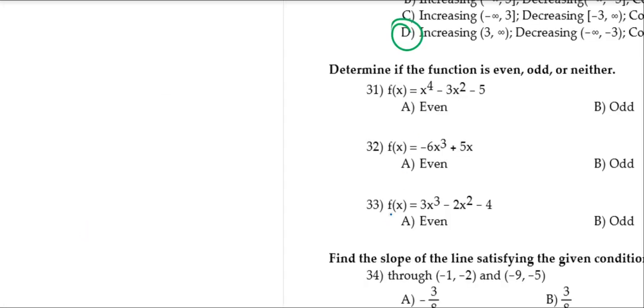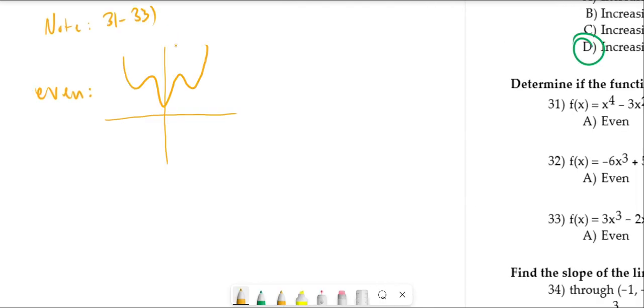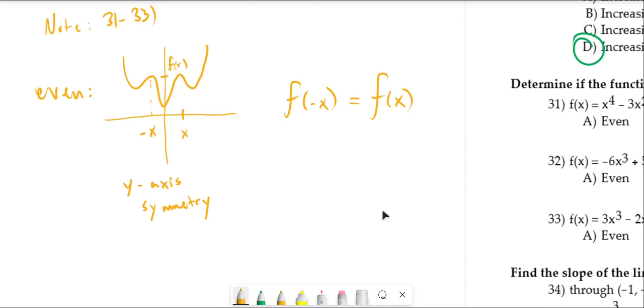31 to 33 ask us whether a function is even, odd, or neither. Even functions are symmetric with the y-axis. Specifically, they have reflective symmetry around the y-axis. This means that if I attain some particular value, x, let's call it f of x, that's precisely the same value I'm going to get on the other side if I look down at minus x. So in other words, we have that f of minus x is precisely what I get when I plug in x itself. Changing the sign doesn't matter.